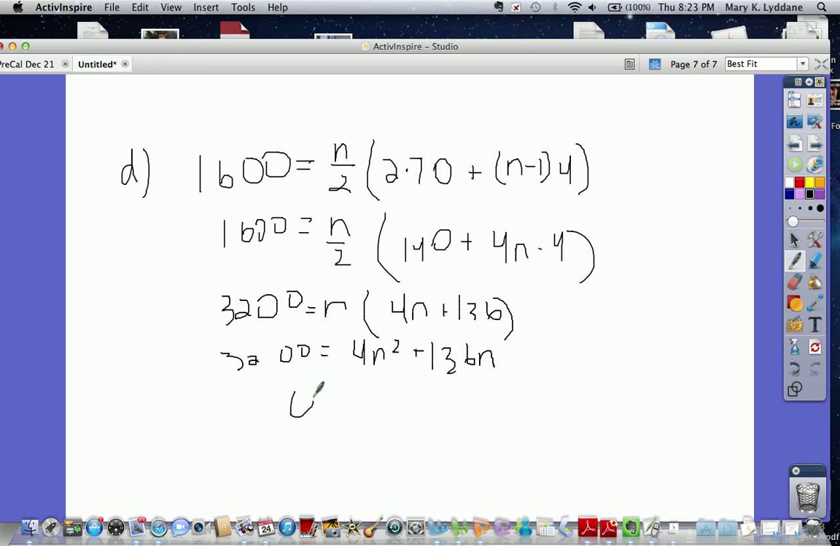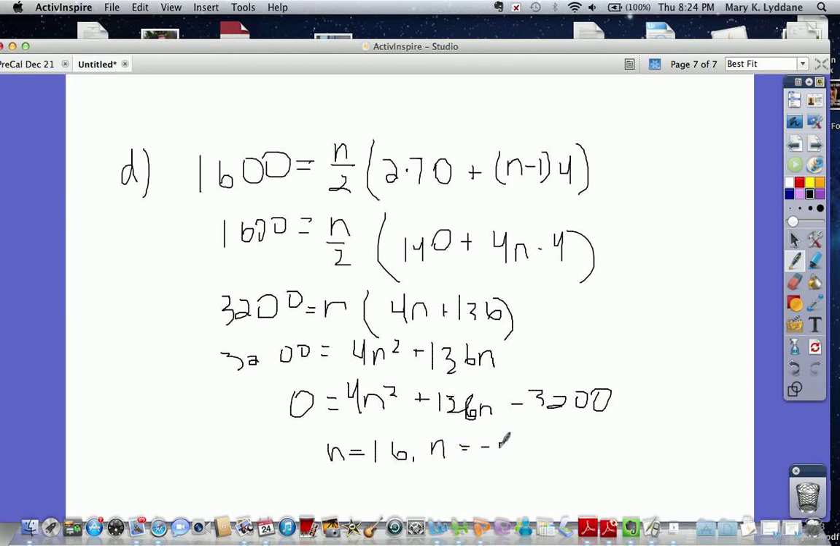We've got 0, set everything equal to 0, is equal to 4n squared plus 136n minus 3,200. At this point, you have a couple options. You can divide through by 4 and factor, or you can use the quadratic formula. And it doesn't matter how you solve the equation. When you get finished, you're going to end up with n equals 16 and n equals negative 50.